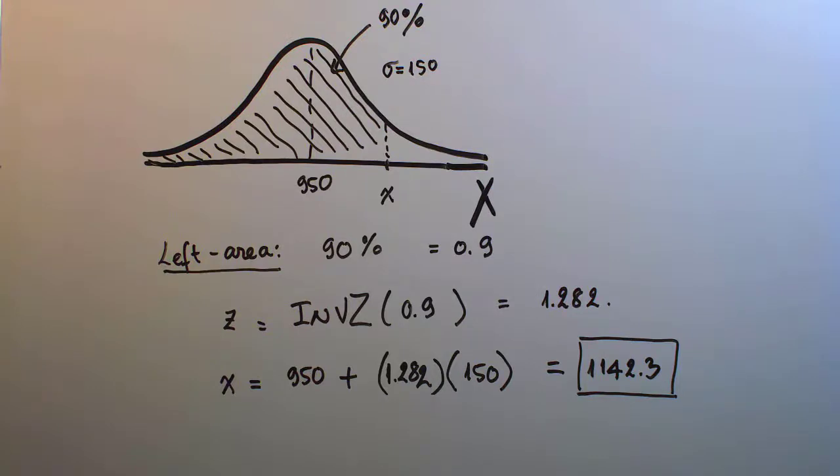As an actual interpretation on this particular example question, if SAT scores in that year are truly as described here in the year of 1997, then whoever in that year earned the SAT score of 1142.3 would be above 90% of the other test takers in that year. And that's a true interpretation of what this value means in our real world application.